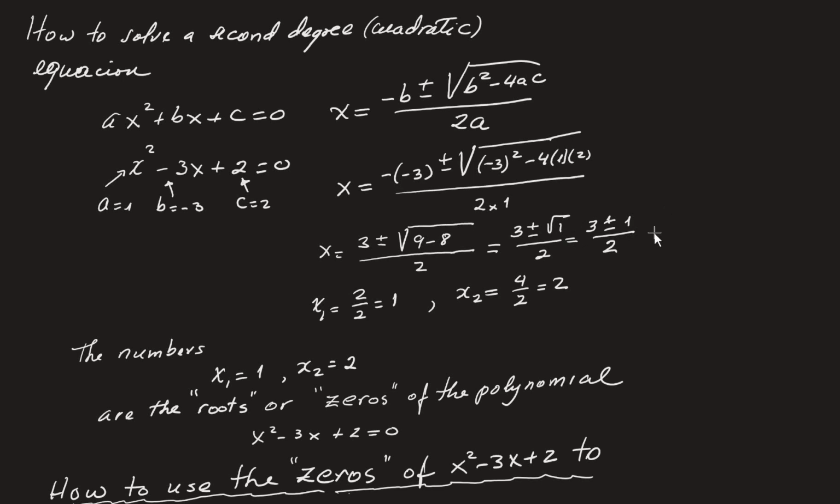Then you have usually two solutions. One, when you subtract 3 minus 1, which gives 2, divided by 2, and you get the 1. And when you add here, which is 4 divided by 2, which is 2. And you have the two roots of the quadratic equation. See that when you replace x by 1, this gives 0. The result is 0. And when you replace x by the number 2, it also gives 0.